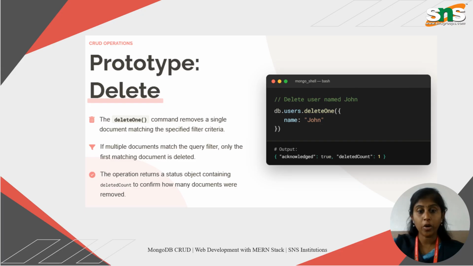The final CRUD operation is delete. Delete removes documents that are no longer required. MongoDB provides deleteOne to remove a single document and deleteMany to remove multiple matching documents. For example, if a student record is no longer needed or duplicate records exist, they can be deleted from the collection. Since deletion permanently removes data, developers should always ensure the correct document is selected before executing the delete operation.